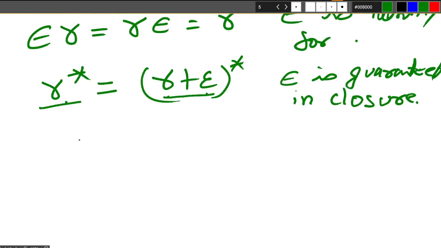Now, if I have a Kleene closure of R and I perform its Kleene closure again, what will I get?